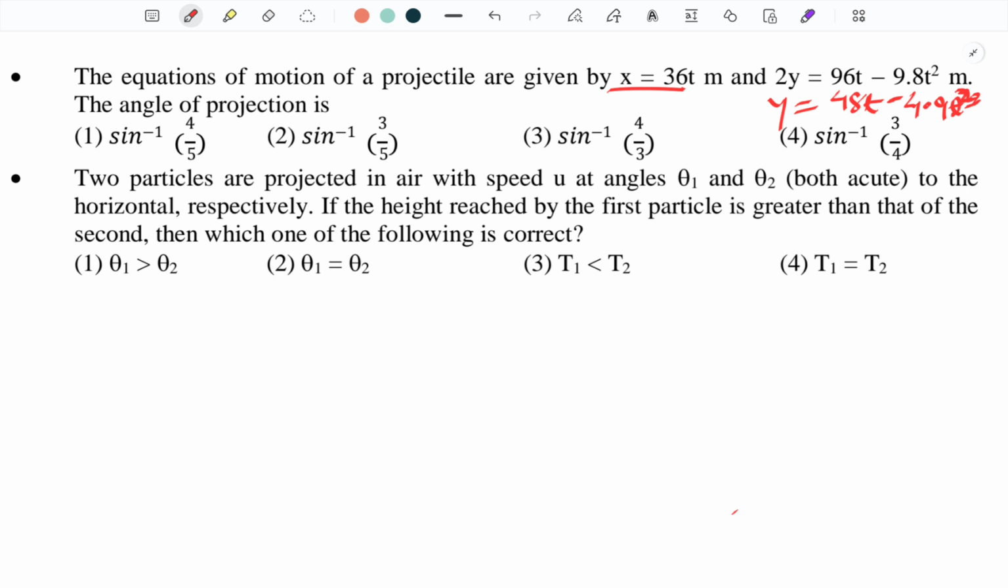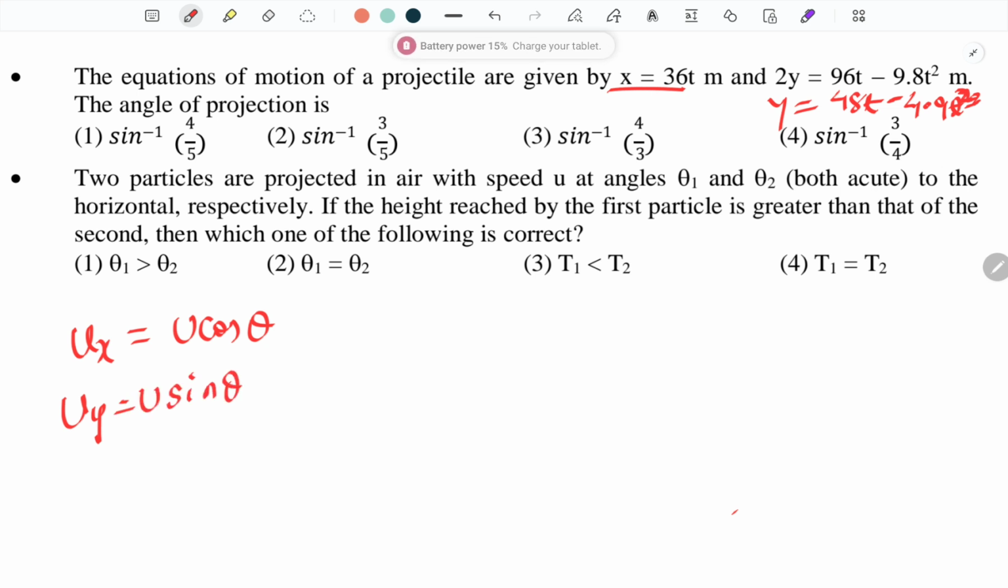Now once you get this, what will you do? We need to find the angle of projection. Angle of projection we will get from tan theta. And before that, since it has given two equations in x and y, first we need to find ux is equal to u cos theta, uy is equal to u sin theta, which you will not get directly. Yes, how will we get u cos theta?